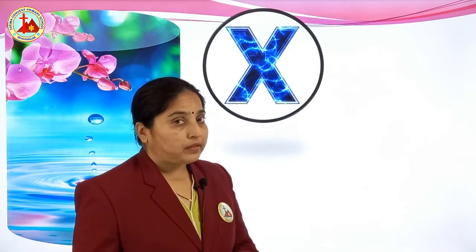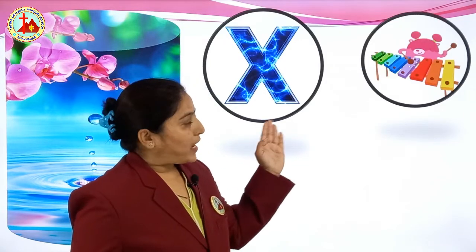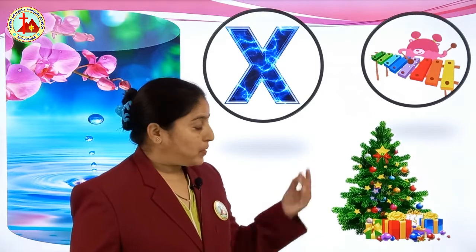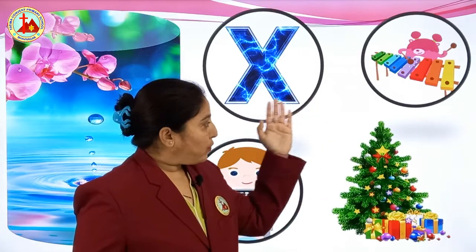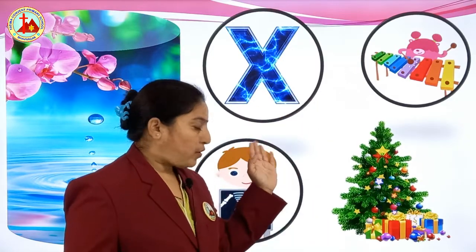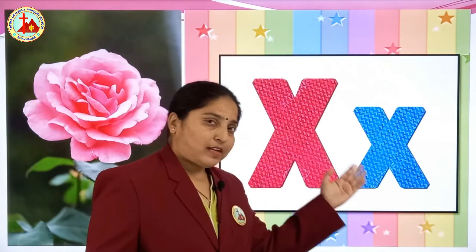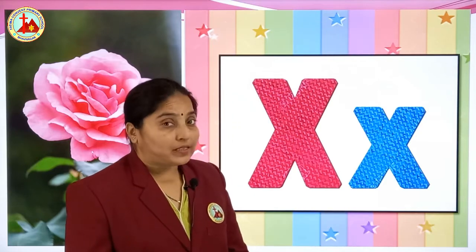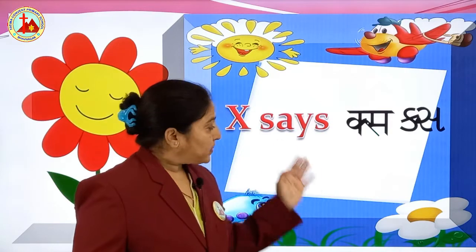Now the next one is X. Do you all remember the pictures related to letter X? Let's see. X for xylophone, X for Christmas tree and X for X-ray. Now let's see capital X, small x. What is the sound of X? X says xa, X says xa.